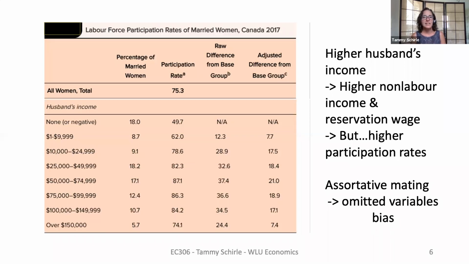More importantly, this isn't consistent with our model. Why is that? In today's world, women with higher earnings potential tend to marry men with higher earnings potential, so that their preferences for work are correlated. We call this assortative mating. This is an omitted variable in our simple analysis here, confounding any income effect associated with higher non-labor income, and would require much further analysis to pick that all apart.